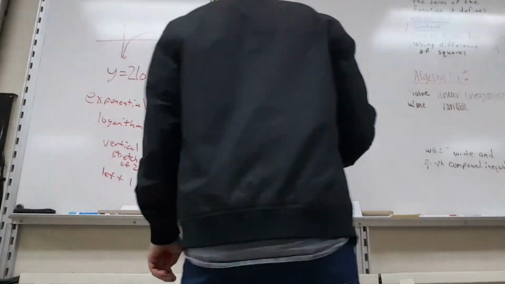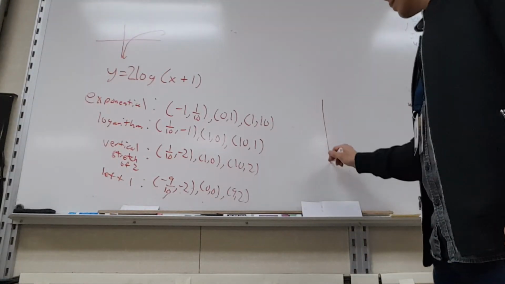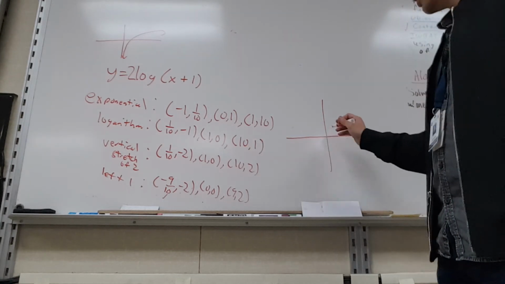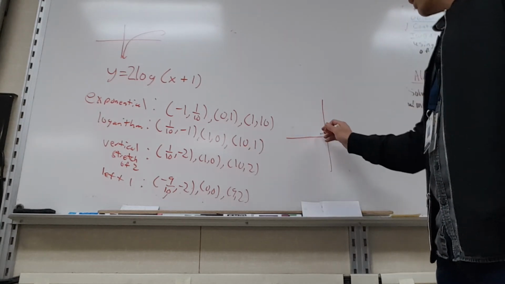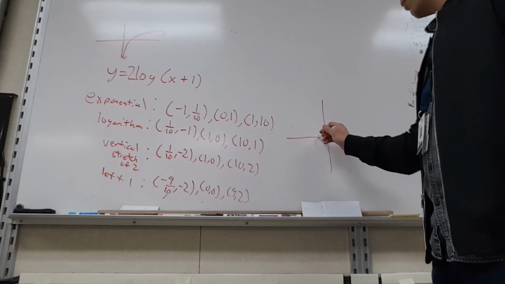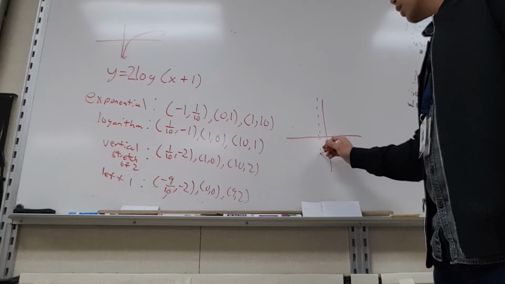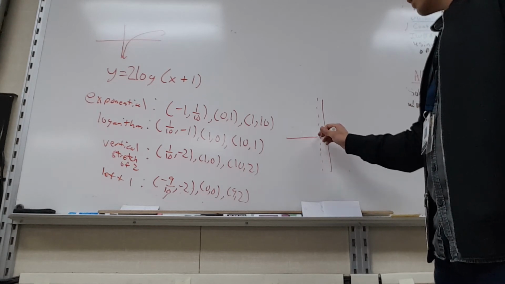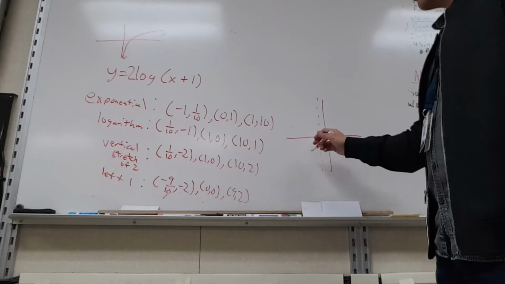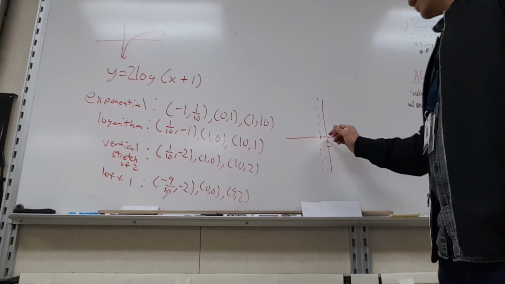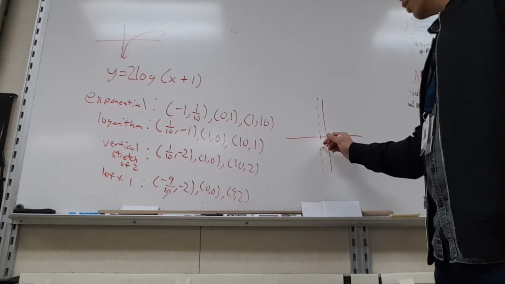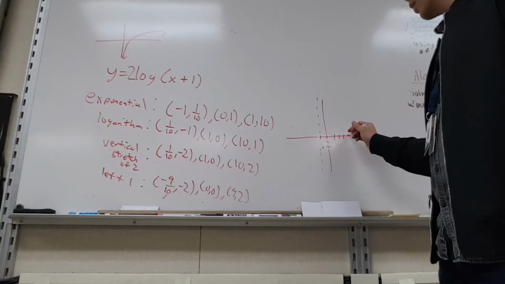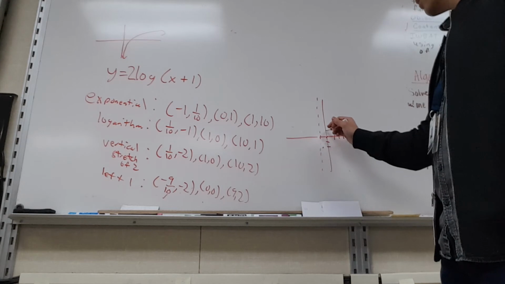So when I graph this, first of all, since there is a horizontal shift, that means my vertical asymptote will be moved to the left 1. Okay? So let's say that's at negative 1. Then I know I go through the points negative 9/10, negative 2, 0, 0, and 9, 2.